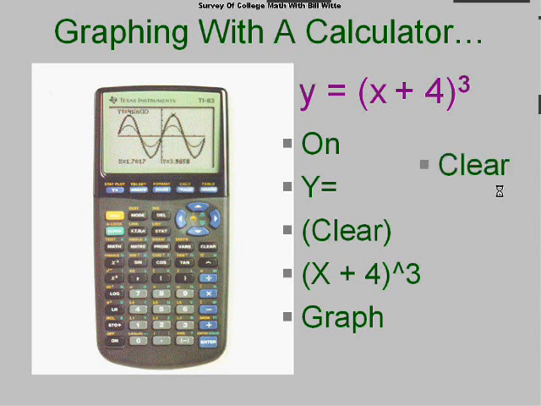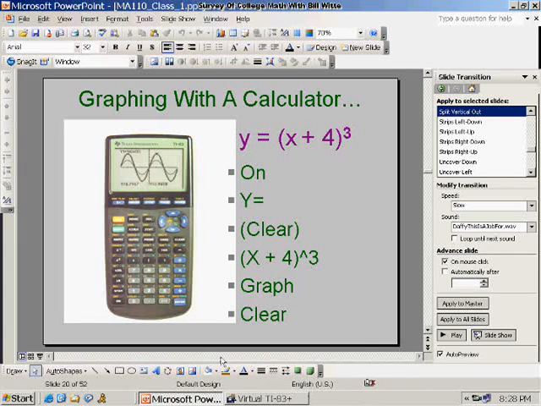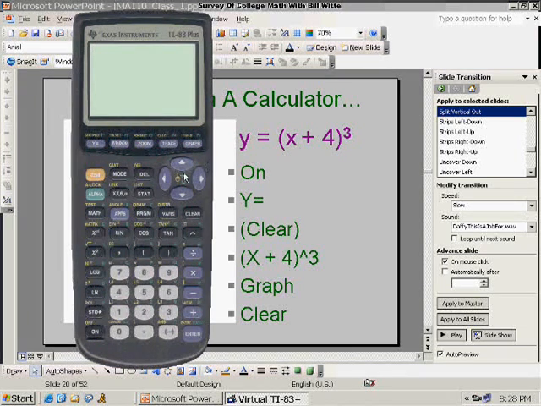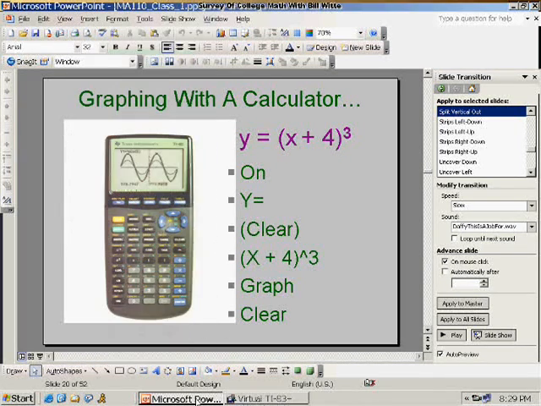Do you remember how to erase it? You hit clear. Dare I try it? Let me bring up my calculator, and I'm going to hit y equals. I'm going to clear out the old one. There's the clear. And I'm going to have to use my parentheses this time. Remember where they are? And there's the x plus 4 in parentheses to the third power. Hit graph. Remember, that's what a cubic looks like. We call this a cubic. And let's clear it out. Okay, not too shabby.